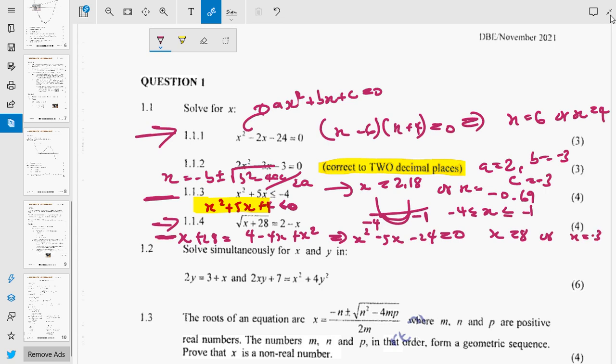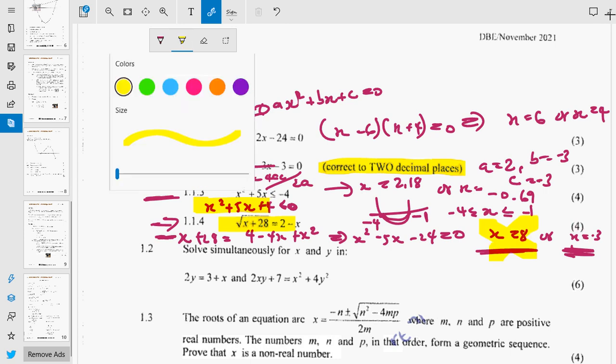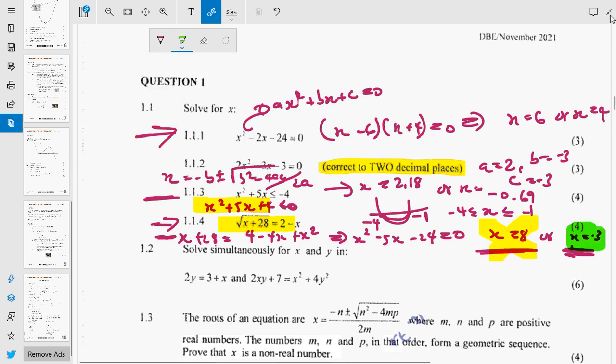But be very careful here. You cannot leave your answer here because one of the solutions will not satisfy the original equation given. So you will notice that x is equal to 8 doesn't satisfy it. So we won't take it, but we're going to take the solution x is equal to minus 3.